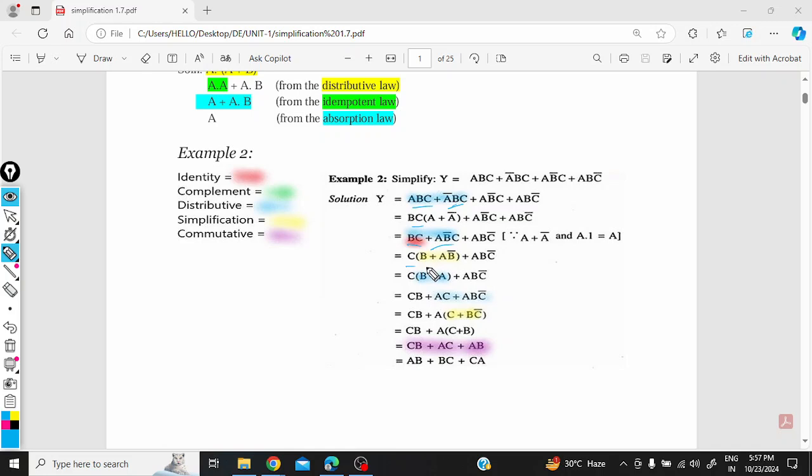Now this expression gives me b plus a b bar, which can be written as b plus a using a law. Now the same thing, I'm multiplying c inside. From the next two terms I am taking a common, so c plus b c bar can be written as a into (c plus b), that is cb plus ac plus ab, which is the final simplified expression. So this is how you use laws in simplifying your expression.